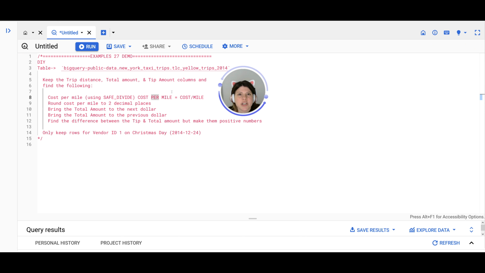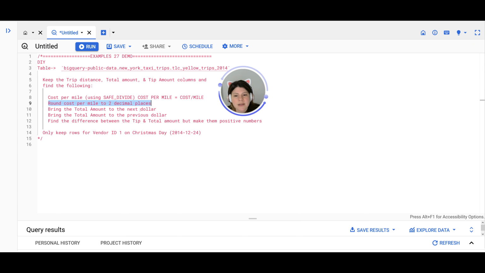So if you can imagine, what are my miles per gallon? How would you find that? You would find out how many miles did I drive divided by how many gallons did it take. And that would be your miles per gallon. So if we want to find cost per mile, we will just divide cost over mile. So we'll use an example doing cost over mile and then compare that using the safe divide function.